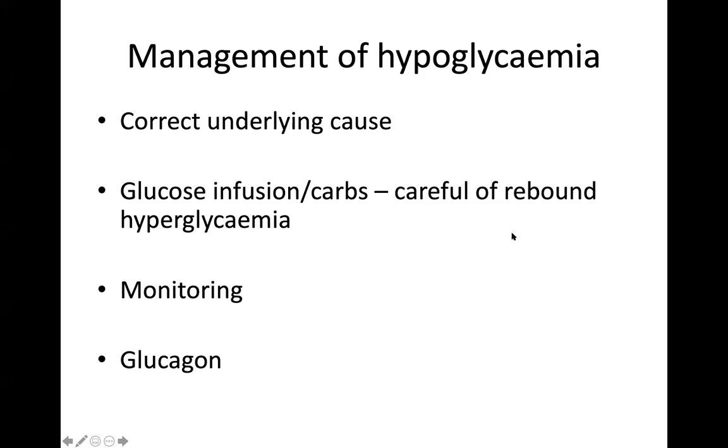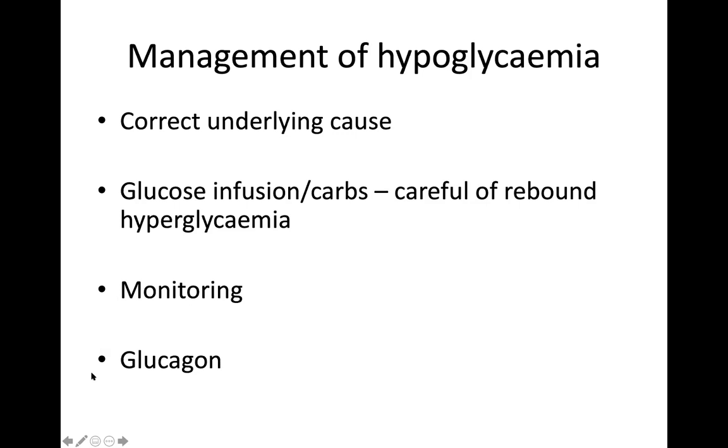But we have to be careful of rebound hyperglycemia, so you should not give too much glucose for these people also. Because if you make them have hyperglycemia, then sometimes we see in the ICUs, you give insulin again, then the patient again goes into hypoglycemia and so on. You need careful monitoring, both for rebound hyperglycemia as well as recurrent hypoglycemia, particularly if the patient has taken long-acting insulin or long-acting sulfonylureas and so on.